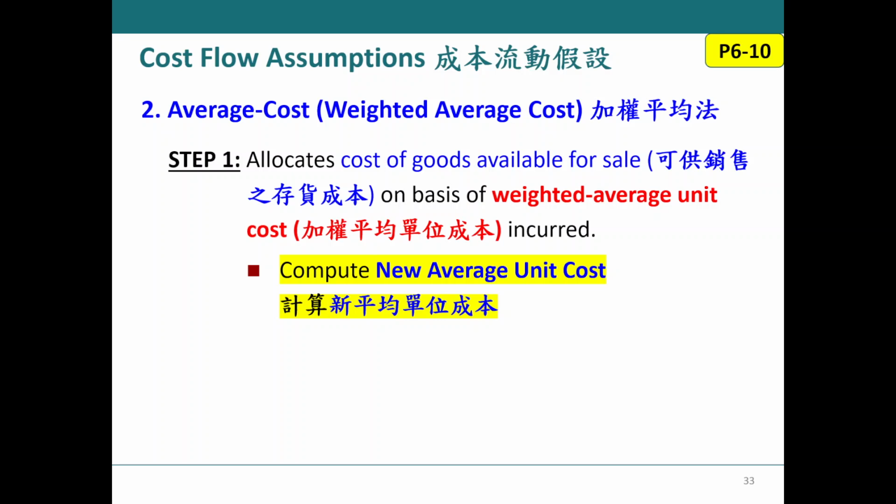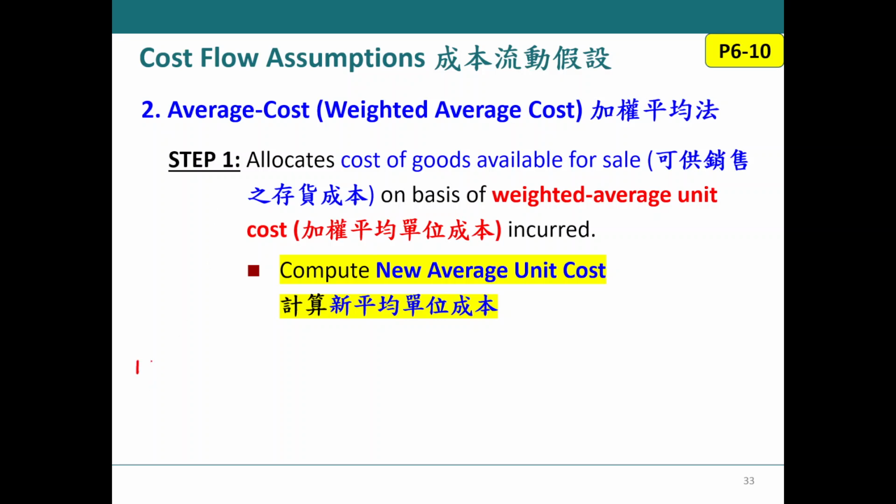So what does it mean? It means we mixed all inventory we have to make it become one new inventory. Okay? So our second assumption, 加权平均法, weighted average method, what does it mean? For all the inventory we have, we mixed all together to make it become one new inventory.